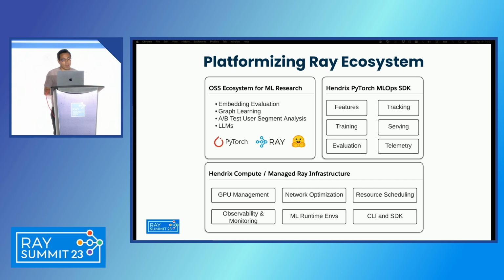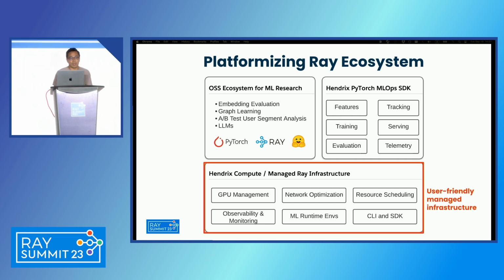So overall, we built our platform around the Ray ecosystem with three core components: Hendrix Compute, Hendrix ML Ops library for PyTorch, and open source ecosystem integration. The bottom foundational block is what we call Hendrix Compute, which is managed Ray infrastructure. It provides a standardized interface for users who don't have much Kubernetes knowledge to interact with the Ray infrastructure on our GKE. It also offers GPU management, network optimization, resource scheduling, and different runtime environments for different ML problems.